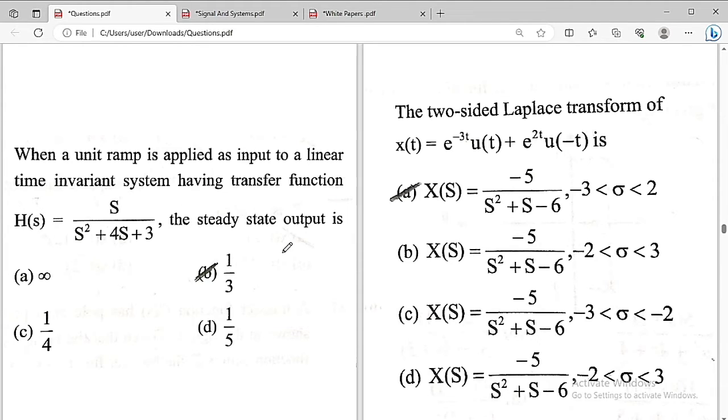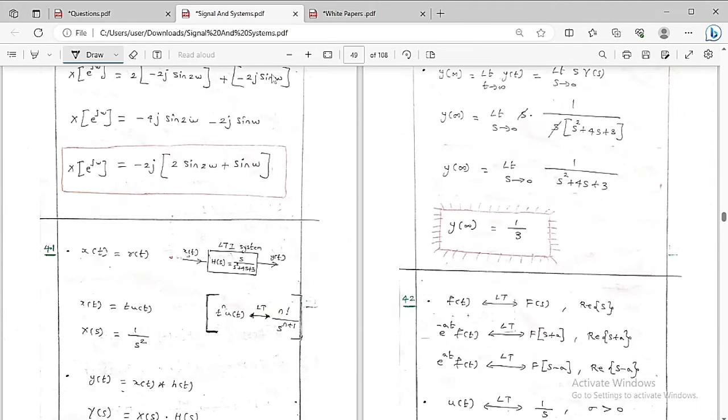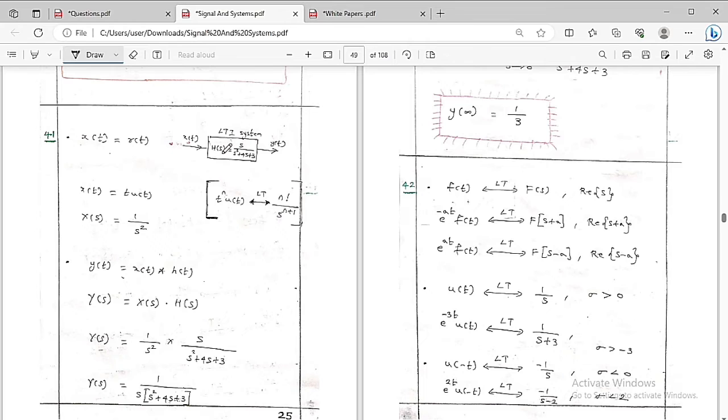So basically what they have given is very simple. They are taking a linear time invariant system which has the transfer function h of s is equal to s by s square plus 4s plus 3. Suppose the input is a unit ramp input, then what is the steady state output that we need to figure out? Among the four options, option B, 1 by 3, is the correct solution of this question. So let's solve this numerical. As you can see clearly, this is an LTI system, a linear time invariant system.